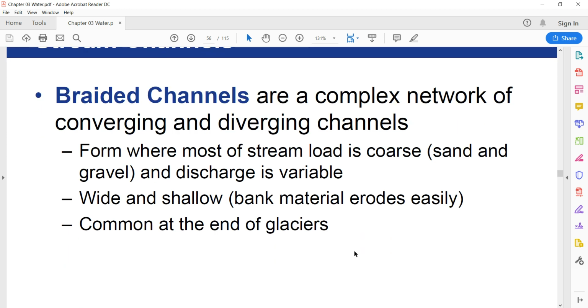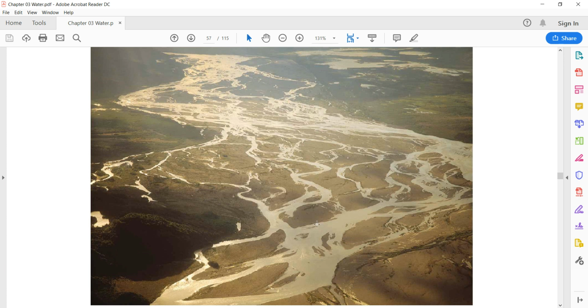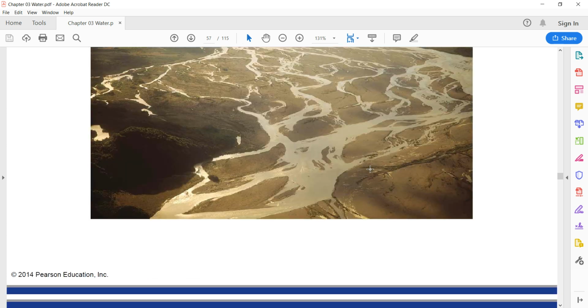Braided channels are a complex network of converging and diverging channels formed where most of the stream load is coarse and discharge is variable. It is wide and shallow. It is common at the end of a glacier. So this is one example of a braided channel where the stream is just flowing downstream in a very random way, like a braid of hair, how they are tangled one into another. So that is what the braided channel looks like.